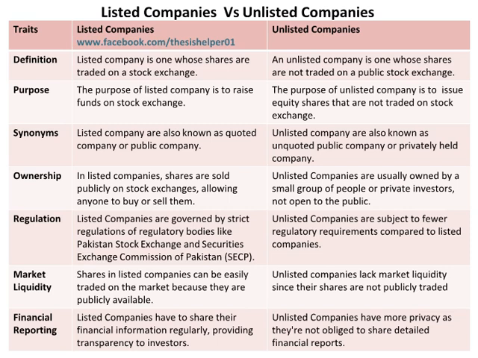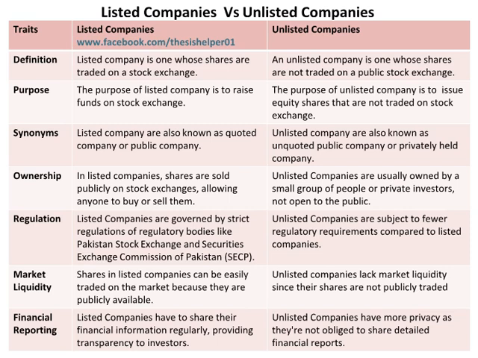In listed companies, shares are sold publicly on stock exchanges, allowing anyone to buy or sell them. Whereas, unlisted companies are usually owned by a small group of people or private investors, not open to the public. Listed companies are governed by strict regulations of regulatory bodies like the Pakistan Stock Exchange and the Securities and Exchange Commission of Pakistan, SECP. Whereas, unlisted companies are subject to fewer regulatory requirements compared to listed companies.